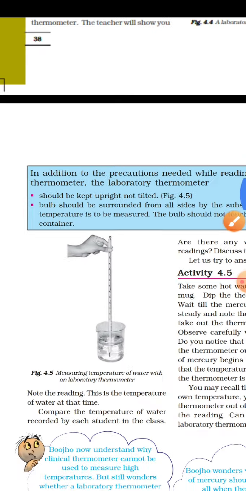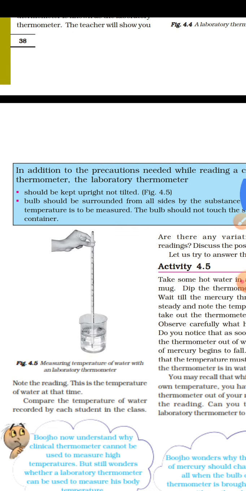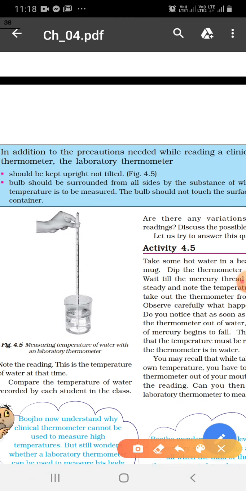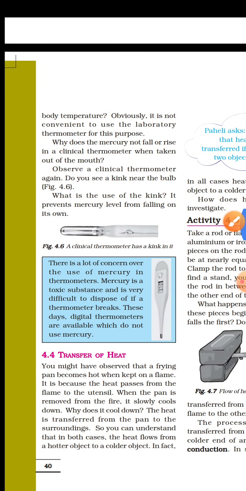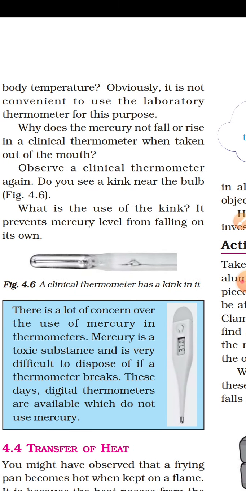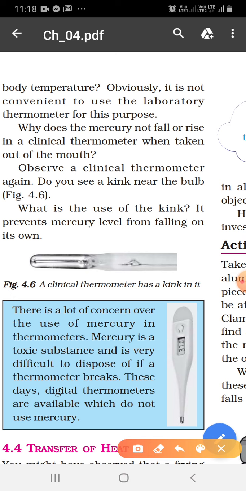Some precautions must be used while using laboratory thermometer. First of all, it should be kept upright, not tilted. Bulb should be surrounded from all sides by the substance of which temperature is to be measured. And the third one is digital thermometer. That is also a clinical thermometer, but in these thermometers, toxic mercury is not filled. When you use the thermometer, it gives the reading after a beep sound when you measure the temperature.